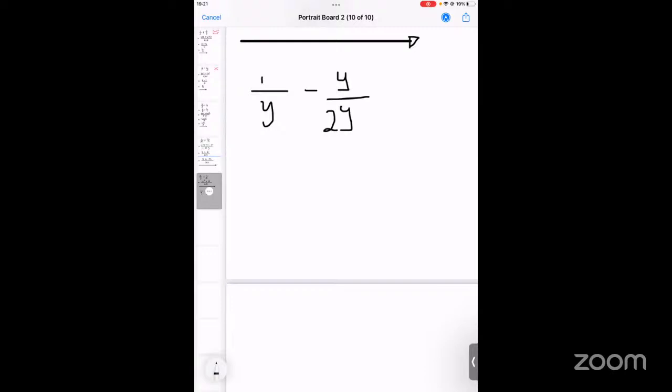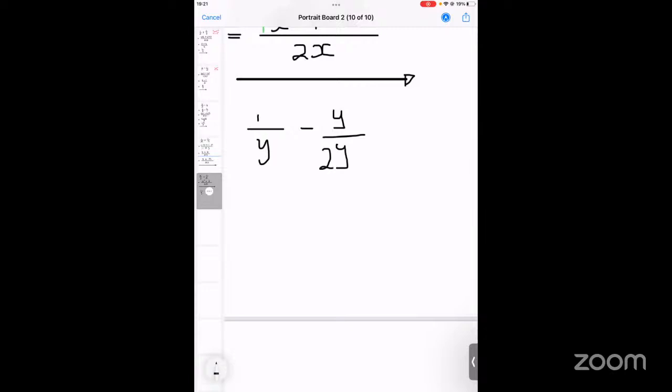Okay, first I started by making one whole fraction. First I wrote as the numerator 1 times 2y minus y times y. Then as the denominator I wrote y times 2y.